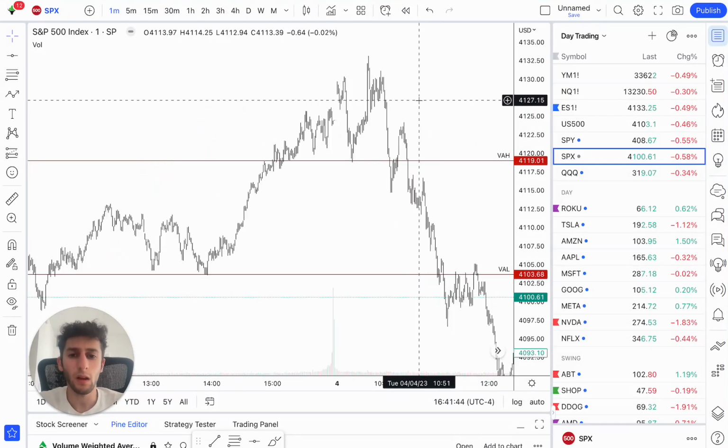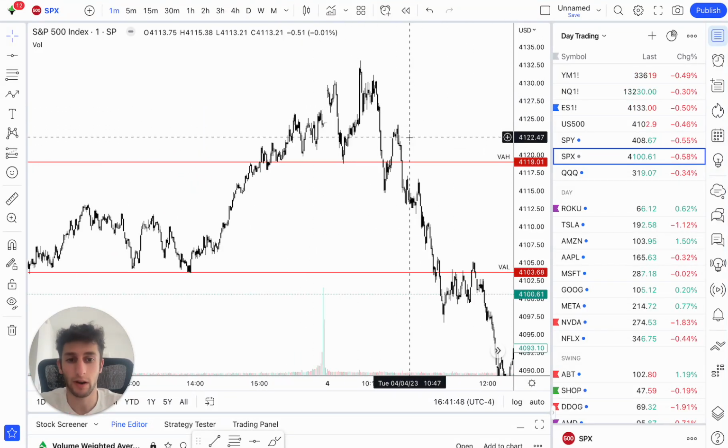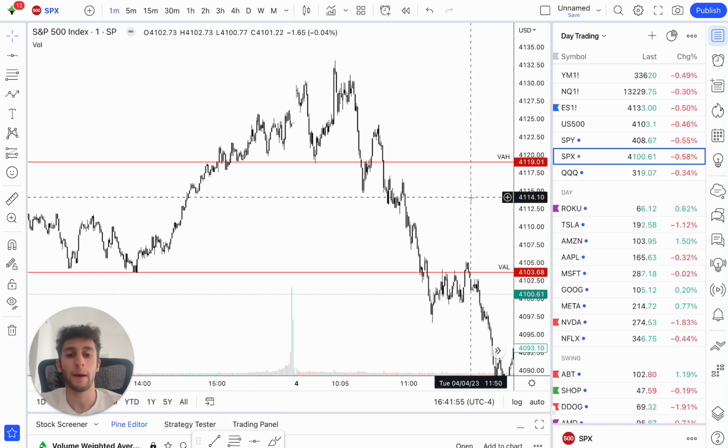So looking at SPX as the market opens. Now I have these two levels marked on here. Okay, I have VAH and VAL. That stands for value area high and value area low. These two concepts by themselves I could explain in like a 6-hour video. There's so much to go into, so I'm not going to cover that in this video.